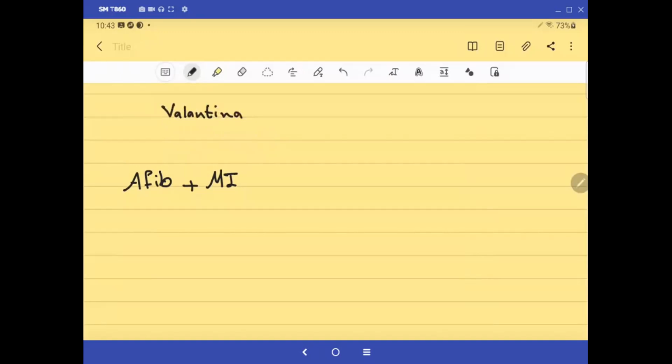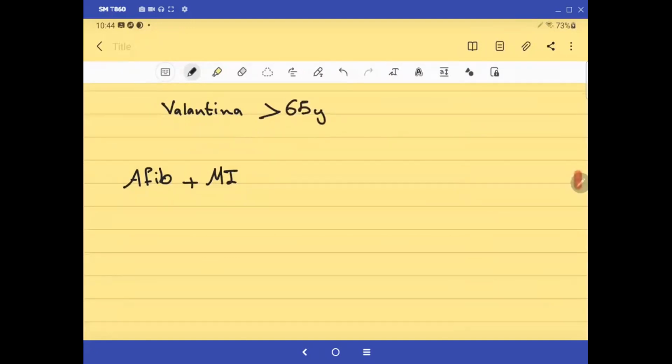Thank you. Okay, so Valentina, your scenario is a patient who has atrial fibrillation with a STEMI or non-STEMI, and the age is 65 or more. I know that you are younger than that, and no PCI. Okay? What do you think you should take? So this is the high-risk patient. Yes.